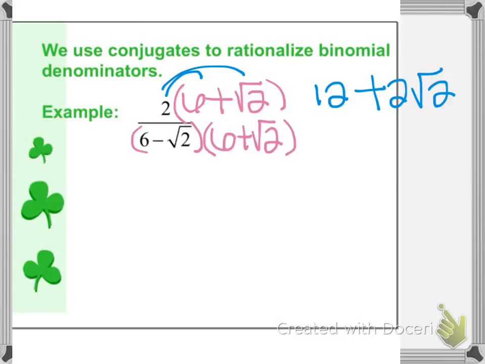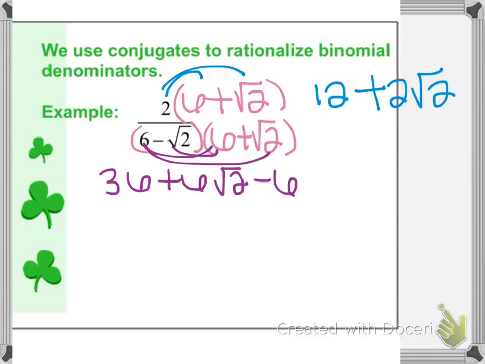On the bottom, I have to FOIL these because I have 2 binomials. 6 times 6 is 36. 6 times root 2 is positive 6 root 2. Negative radical 2 times 6 is negative 6 root 2. Negative radical 2 times a positive radical 2 is negative radical 4. Again, those got to be multiplied because they were both in the square root to begin with.